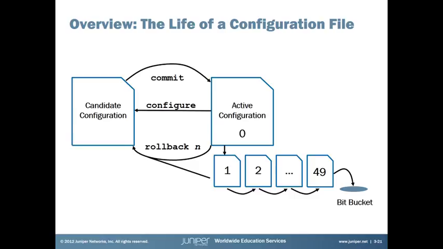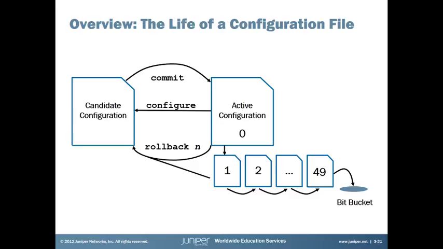Now, what would be the advantage of that? The advantage is you type commit and you go, oops, I didn't want that to happen. Guess what you can do? This is really going to save you. You can type in rollback 1, enter, commit. It puts the previous active configuration back as the current active configuration.